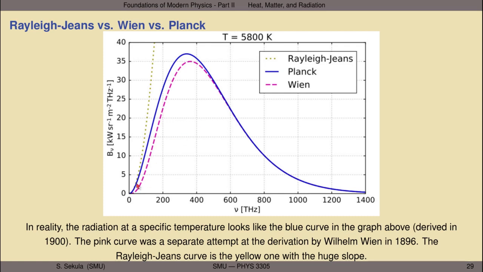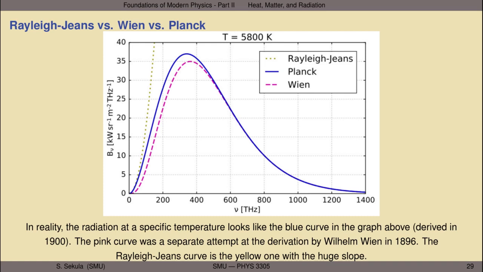It arguably maybe does an okay job for the very lowest frequencies, the very longest wavelengths of radiation from a body. Maybe a human body would be accurately described by the Rayleigh-Jeans law. But the sun, on the other hand, which has a temperature of about 5800 Kelvin, also behaves like a black body and is nowhere near described correctly by the Rayleigh-Jeans law.